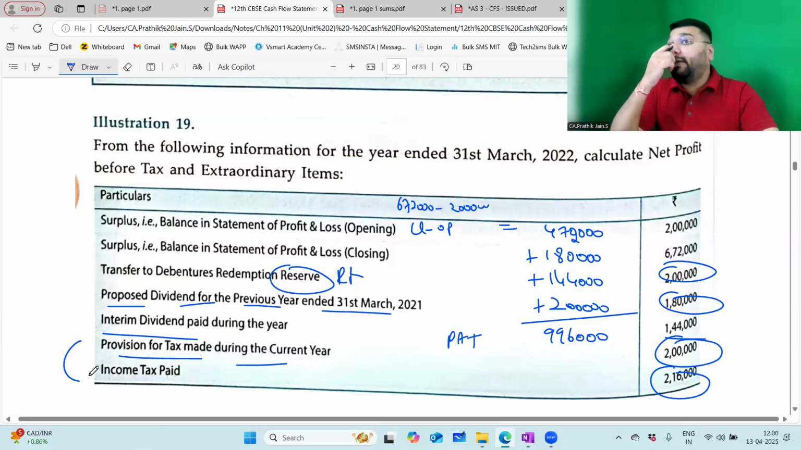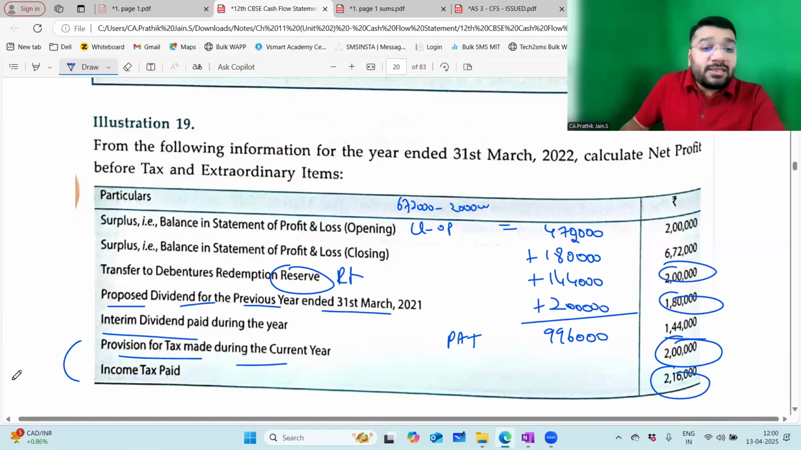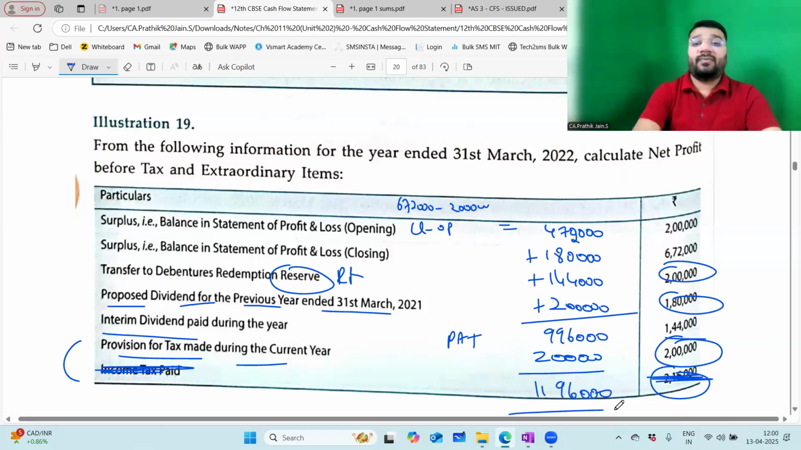This data we take from the P&L. In the P&L, do you record provision for tax or income tax paid? We record the provision for tax. Income tax paid is not affecting your net profit before tax and extraordinary item. Income tax paid is not affecting your P&L. Hence, this is not relevant for me. So add back provision for tax, how much? 2 lakh rupees. Any refund of taxes? No. Any extraordinary items? No. Hence, what is my profit before tax and extraordinary item? 11,96,000. Any problem?